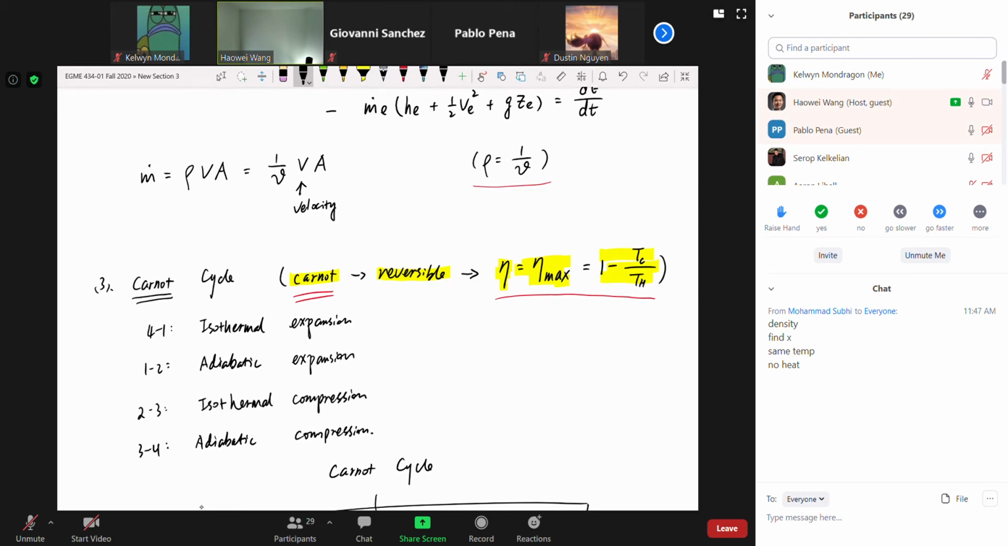Okay, and then 2-3, isothermal compression. 2-3 is the opposite of 4-1. 4-1 is isothermal expansion, so 2-3, being the opposite, is isothermal compression. And the same thing happens to 3-4. 1-2 is adiabatic expansion, so 3-4 will be adiabatic compression. So that's the 4 steps. You can think of the 4 strokes in the engine, which we will talk more about at the end of this class. Okay, and then let's go to Carnot cycle.